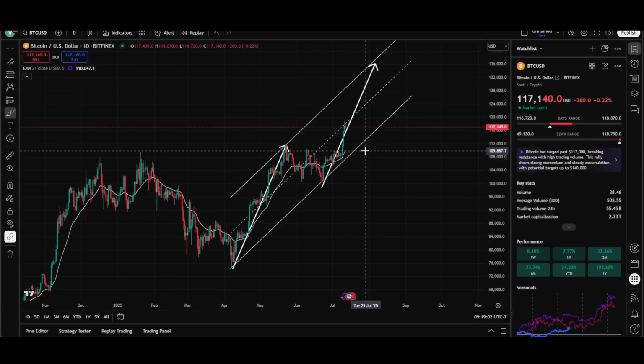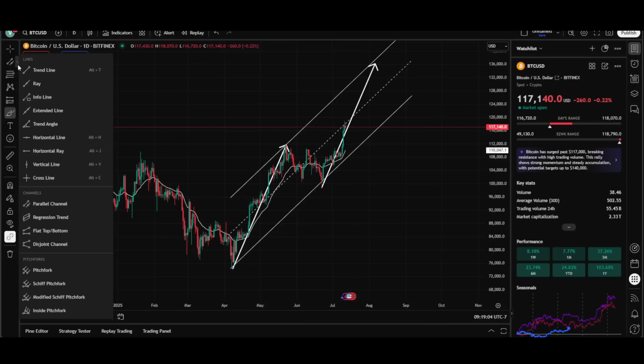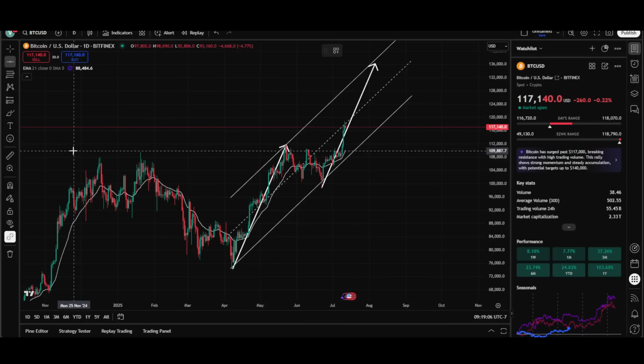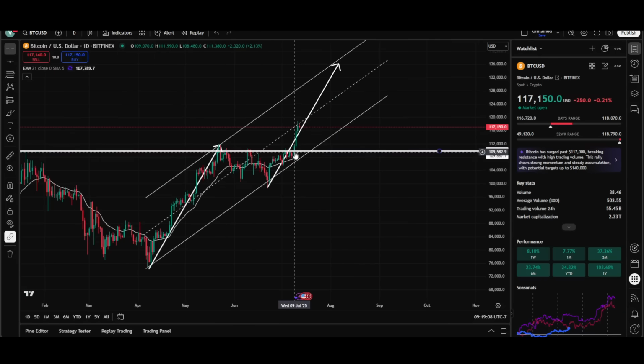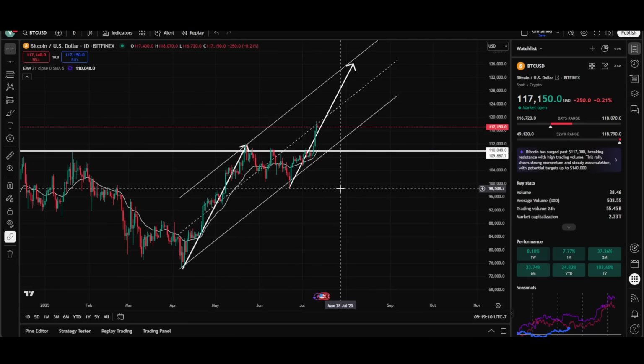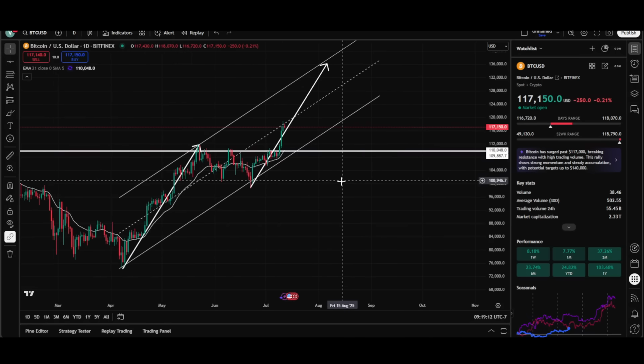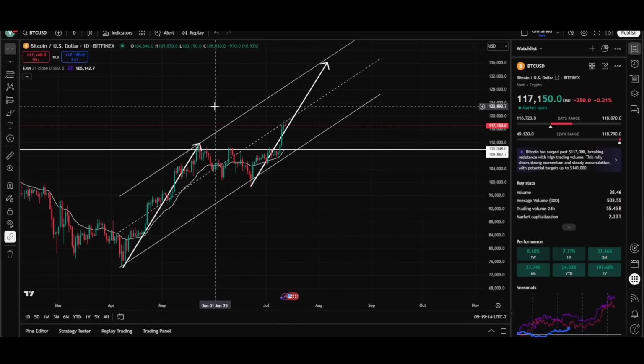Looking for about 136,000 for Bitcoin in the short term. And it also broke through its all-time high with a decisive break. So let's go ahead and mark that. This was the prior all-time high right about there. We had a decisive break of it, so this is a good sign. It shows signs of strength for higher prices. So overall, Bitcoin looking pretty strong.